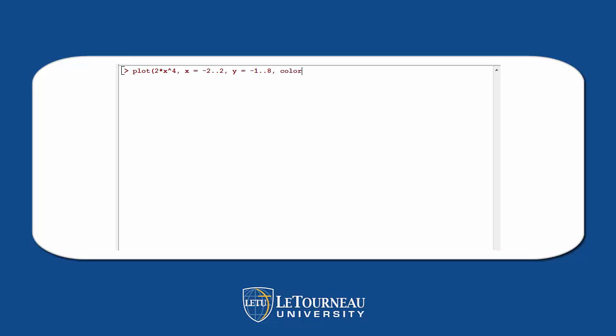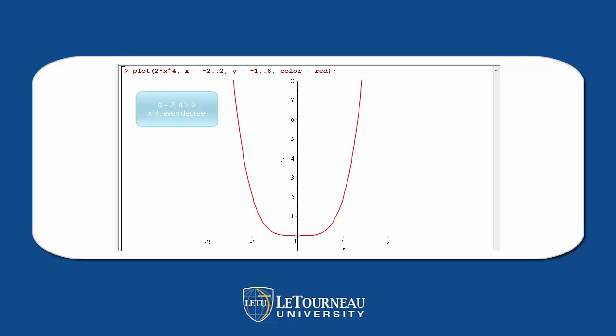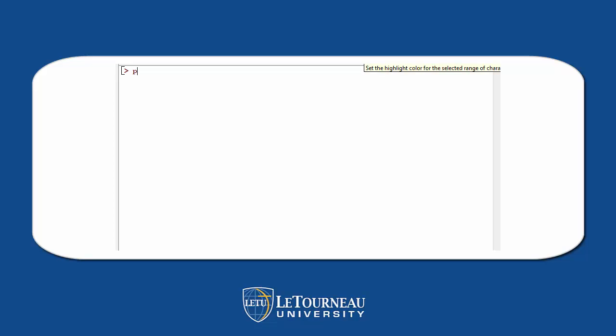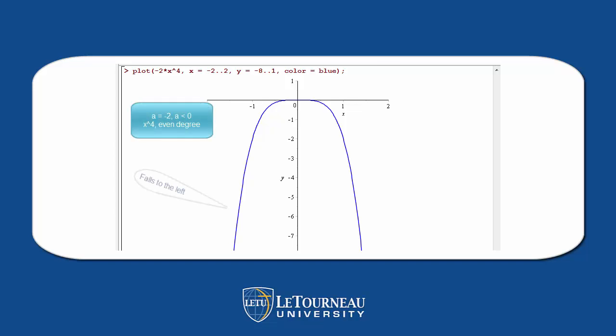4 is even. One of the things you want to remember is that any polynomial, its degree determines its long-range behavior. Nothing else, just the degree. So here we're going to reflect this over the x-axis. Now in this case we have a minus 2. We have an even degree polynomial, and so it falls to the left and falls to the right.